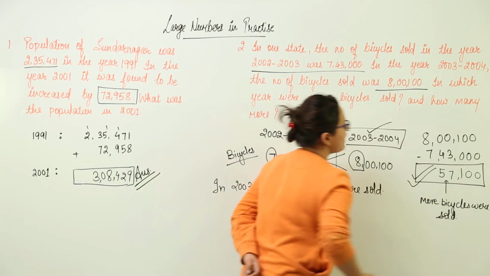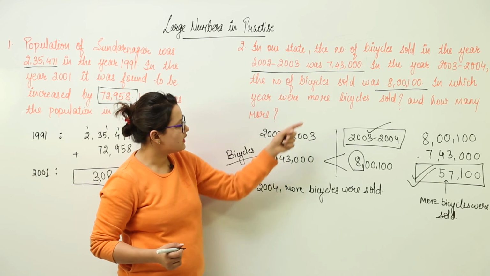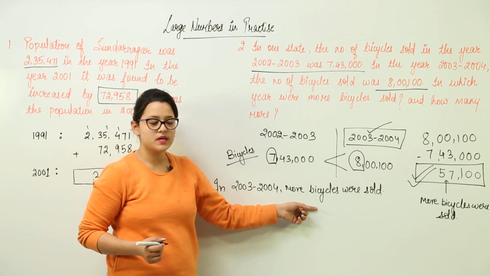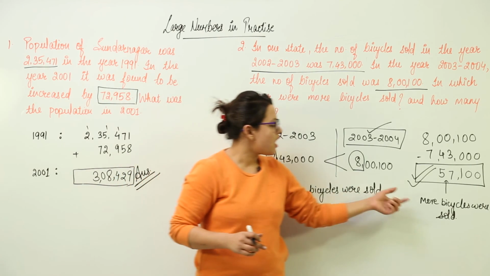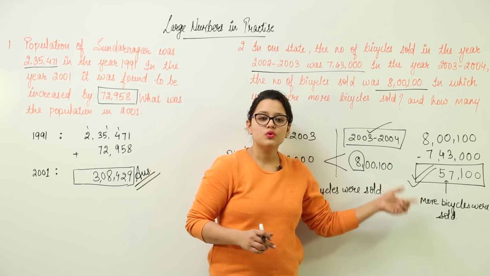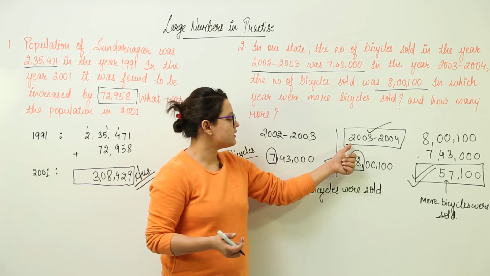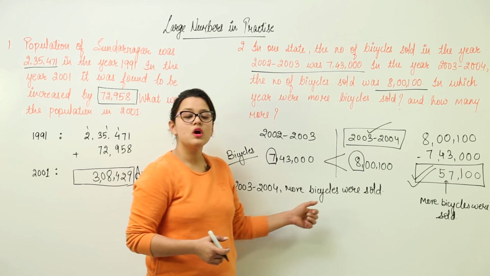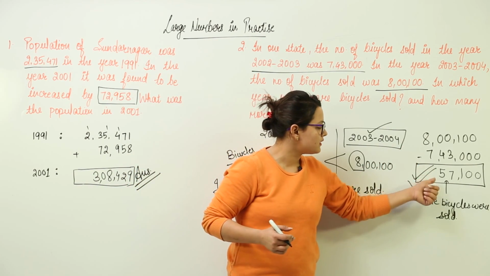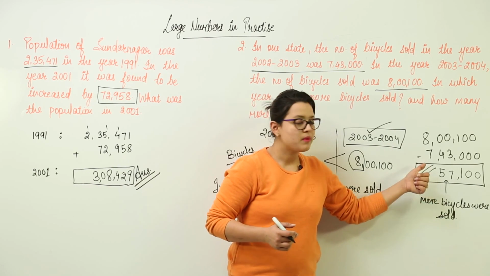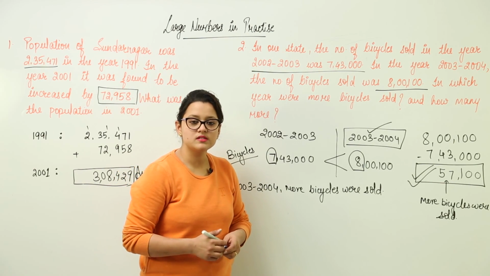Now we have answered the question that said in which year were more bicycles sold. In the year 2003 to 2004, more bicycles were sold, and by how many more, we have just found out. So in total, if I ask you which one out of them is greater, you will just tell me this is definitely greater. If I ask you which out of them is greater and by how much, you will have to subtract both of them and check that this is the value by which the other one is greater than the previous one. So this is how you solve the questions based on large numbers.